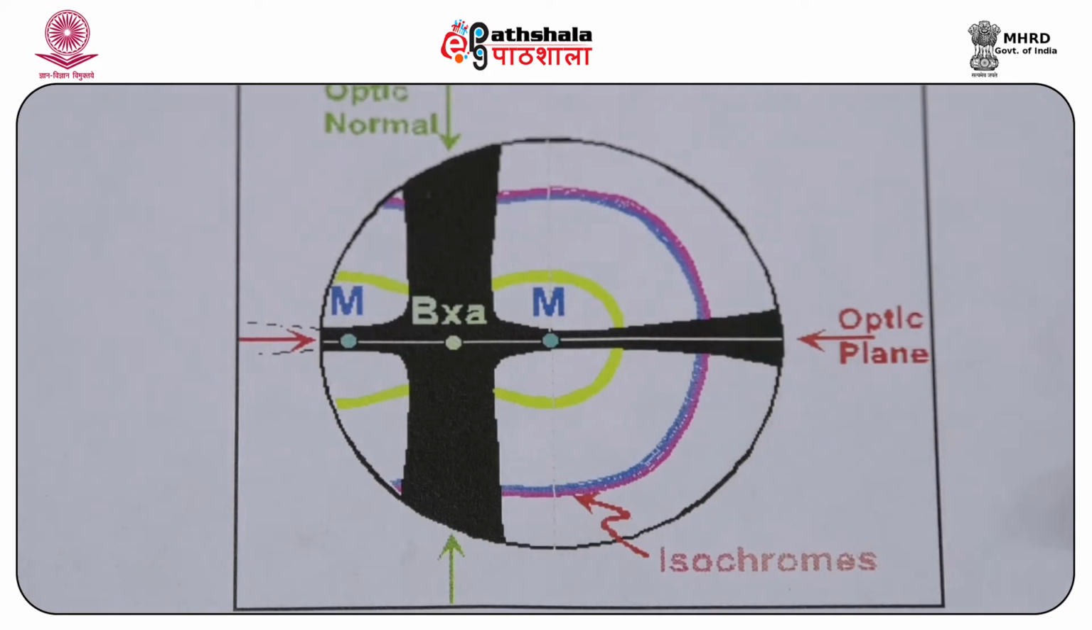What I have shown here in this diagram is actually a centered optic axis figure, when one optic axis is vertical and correspondingly the second optic axis and the acute bisectrix are inclined to the vertical.